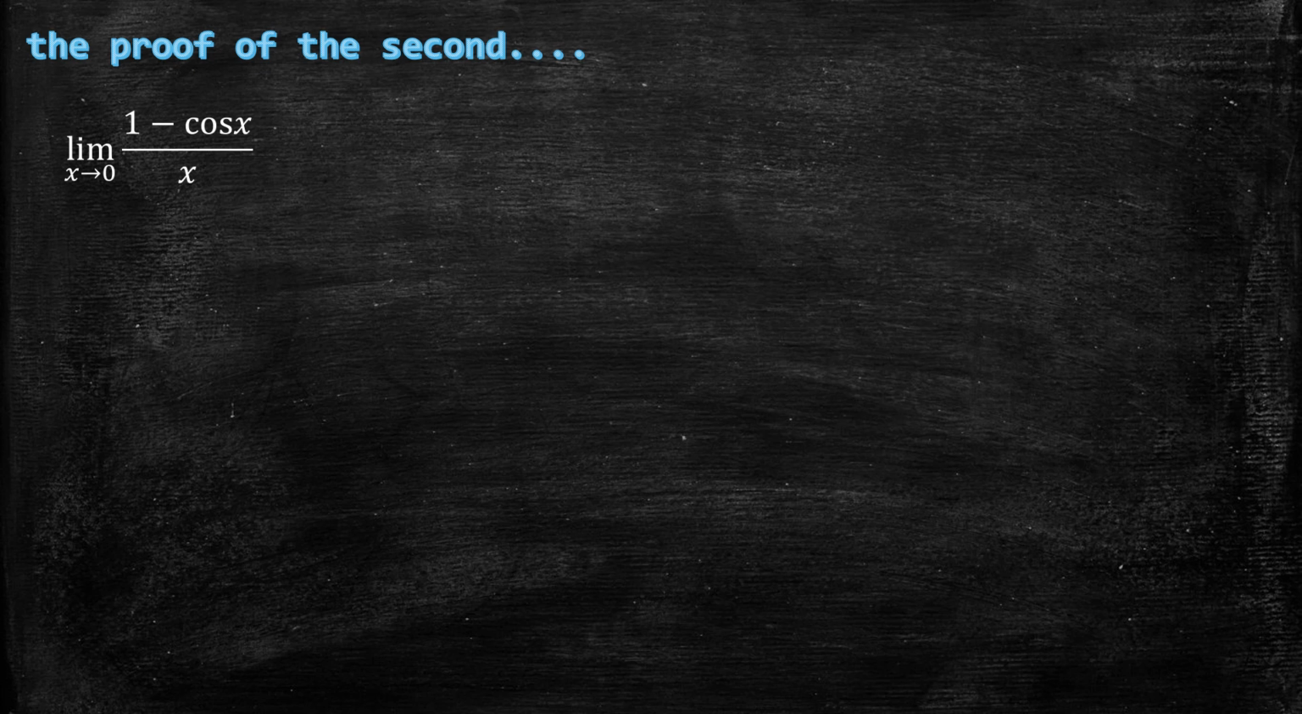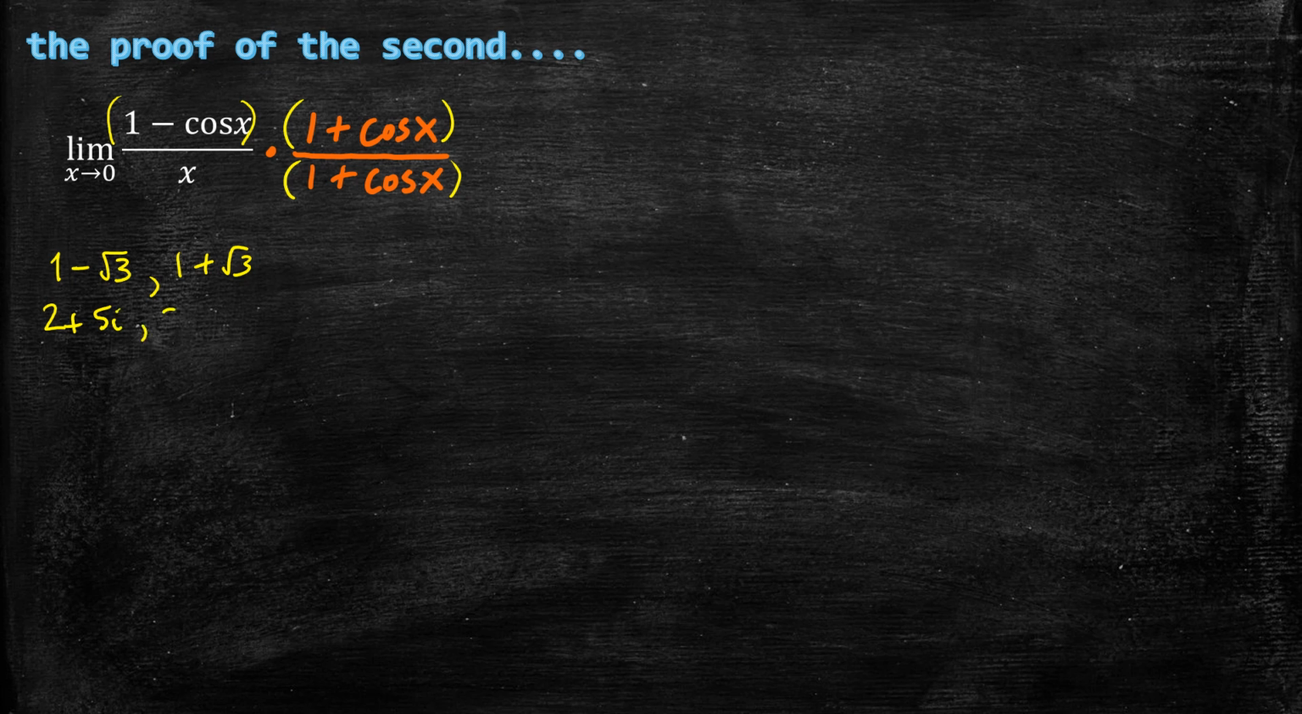So for the proof of the second important limit, we get to use some nifty little algebraic manipulations to be able to evaluate this limit. The first one that we employ is to multiply the top and bottom by the conjugate. We have to do something because if we just plugged x equals 0 into the original expression, 1 minus cosine x over x, we'd get indeterminate form. So we're going to start by multiplying the top and bottom by the conjugate, 1 plus cosine x. Just to recall, the conjugate of, say, 1 minus rad 3 is just 1 plus rad 3. The conjugate of 2 plus 5i would be 2 minus 5i.